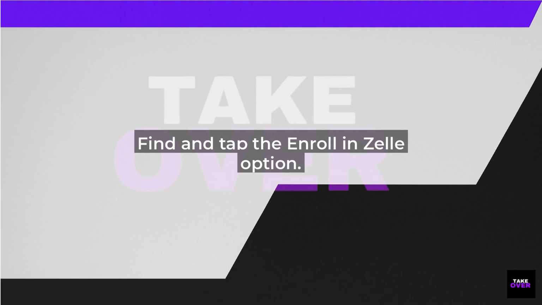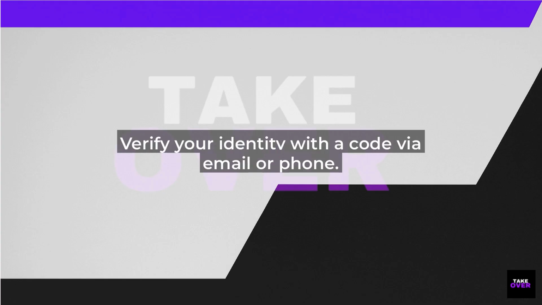Step 4. Follow the prompts to link your email or phone number. PNC will send a verification code, enter it to confirm. Step 5. Add contacts by searching for their email or phone number. Zelle will check if they're enrolled. And just like that, you're set up.